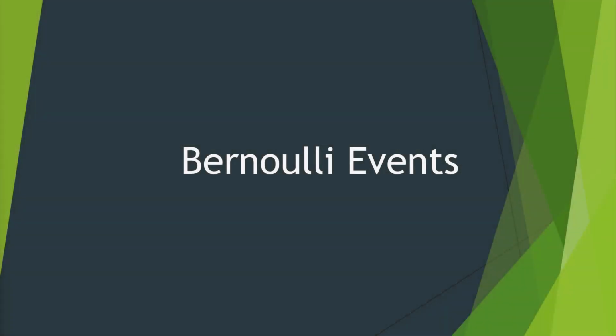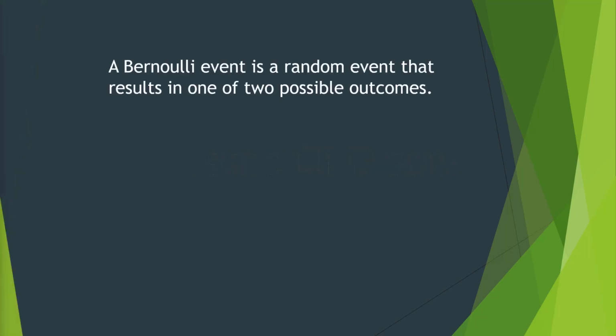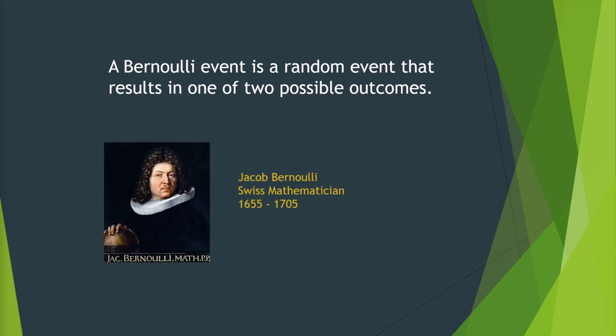Now that we've learned about dichotomous data, let's turn our attention to Bernoulli events. A Bernoulli event is a random event that results in one of two possible outcomes. In other words, it yields dichotomous data. A key that is important here is that it is a random event. What about that name Bernoulli? Bernoulli events are named after Jacob Bernoulli, who was a Swiss mathematician.